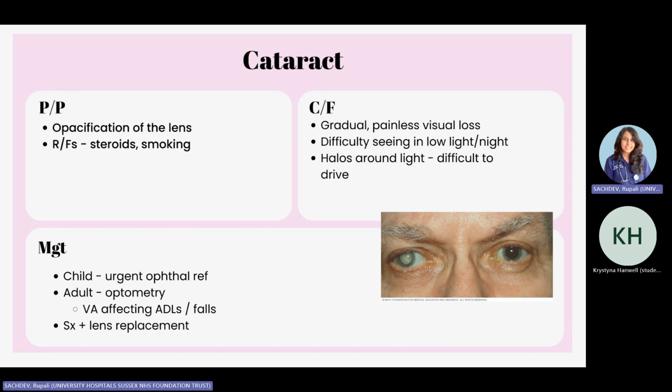If the visual acuity changes are affecting their activities of daily living, if they're having more falls and things like that, then obviously they're going to need treatment, which is surgery, where it's a really cool surgery, which I'd seen during my rotations. It's a microsurgery. They take the lens out, the opacified lens, and they put in a replacement, essentially like an artificial lens. So that's the management for cataracts.